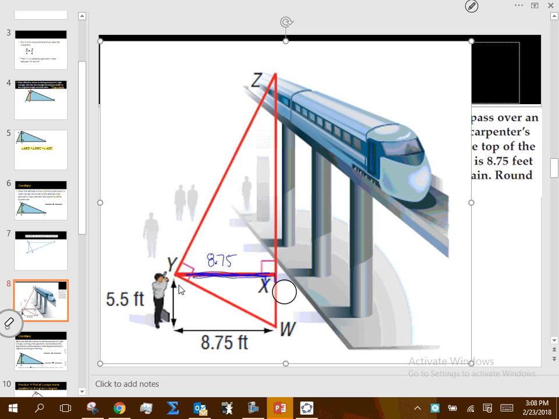What would this distance right here be? 5.5. Okay. Do you know this distance here? No. So what should you let it be? X. Okay.